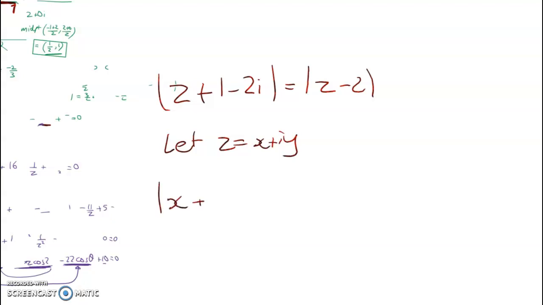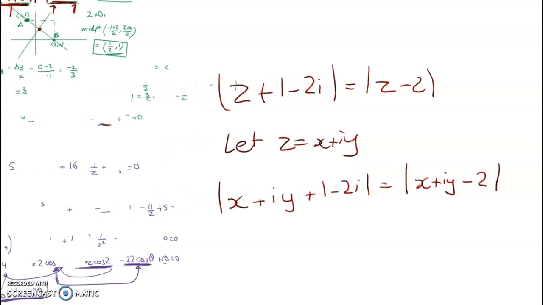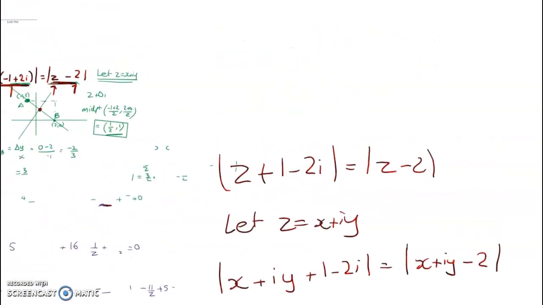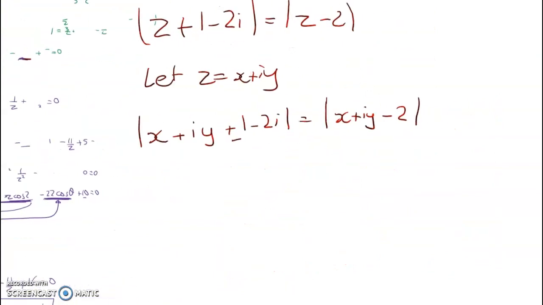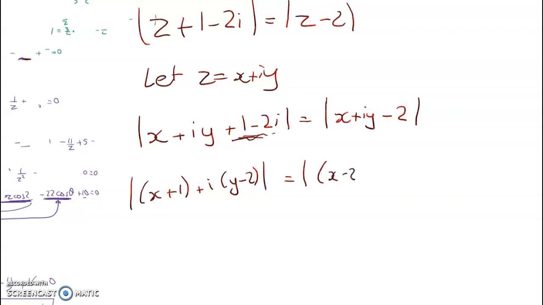So we need to show these substitutions. We've got the magnitude of x plus iy plus 1 minus 2i is equal to the magnitude of x plus iy minus 2. Just checking that I've got the question written down right. Yep. So you'll notice that this time I haven't rewritten this bit here. I'm just leaving it how it is. The next step is to group the real parts and the imaginary parts. So we've got x plus 1 plus i times y minus 2 is equal to x minus 2 plus iy.